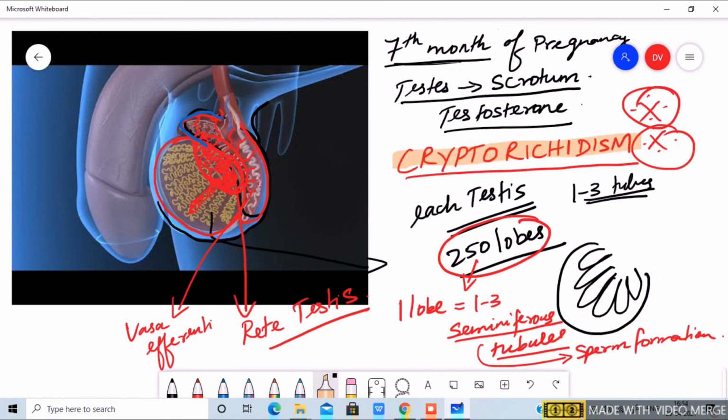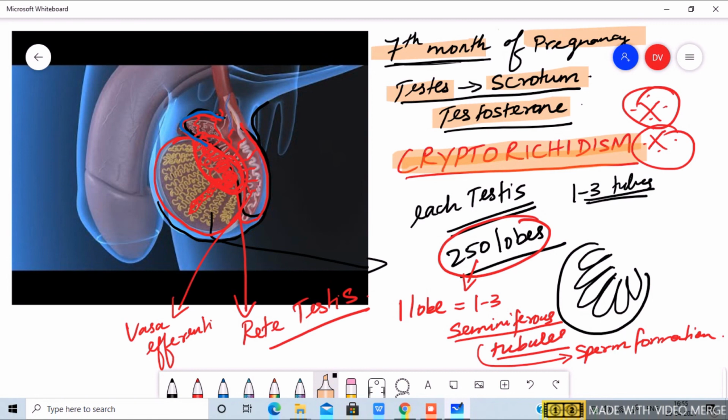And then I taught you something known as cryptorchidism. Crypto means hidden, orchidism means testis, so hidden testis. Generally in the 7th month of pregnancy, the testis descends into the scrotum because of the presence of testosterone which helps it. But because of a deficiency of testosterone, that will not happen, and that leads to a condition called cryptorchidism, hidden testis. The testis remains in the abdominal cavity itself. So if it remains in the abdominal cavity, what will happen, guys?